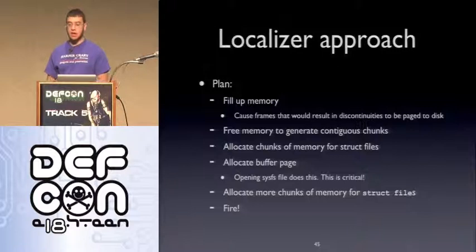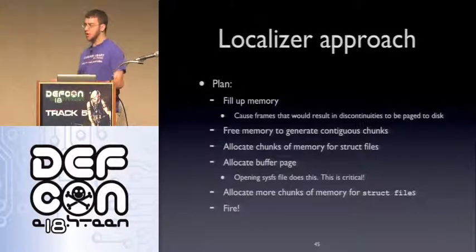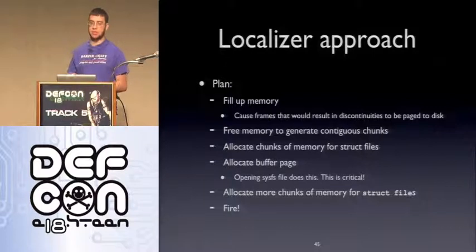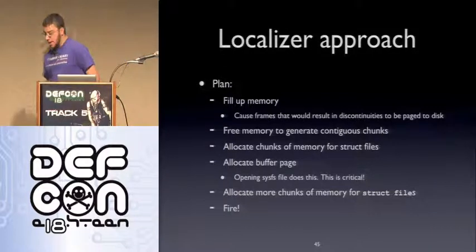What are we going to do to generate contiguous chunks? Well, we're going to free stuff. We're going to do this little alloc free alloc dance to get contiguous chunks of memory. And what are we going to do to allocate chunks of memory for our struct files? Well, we're going to free a little bit in there. And that's going to happen. We're going to allocate our buffer page, okay? Allocate our buffer frame, I guess I should say.